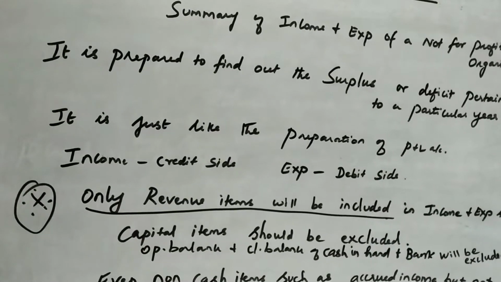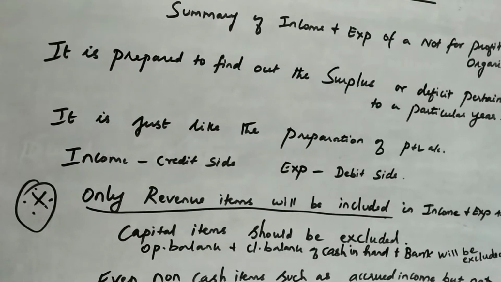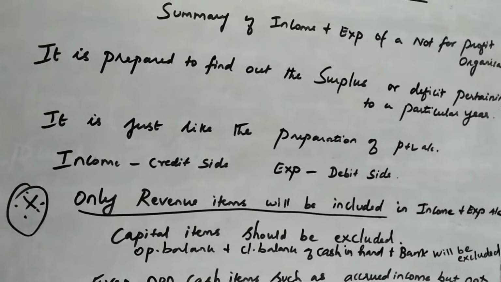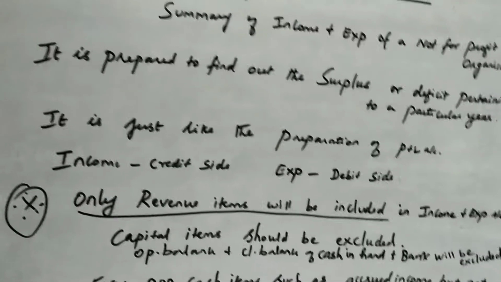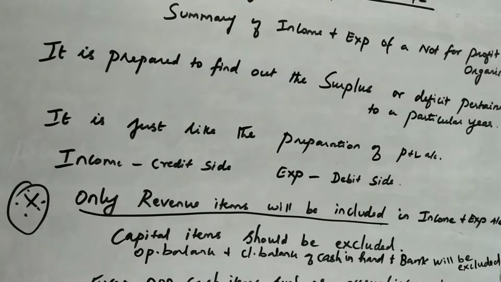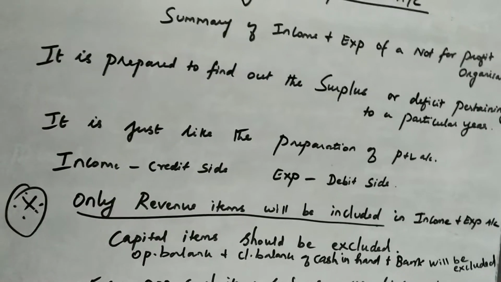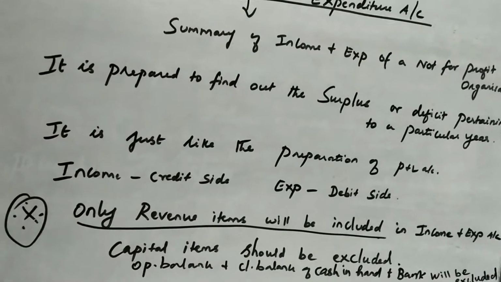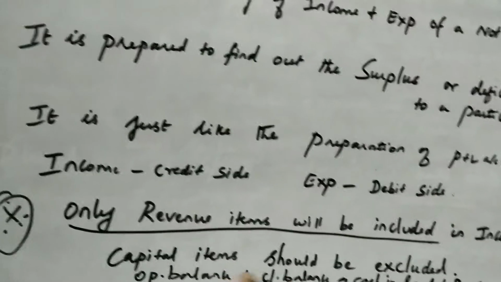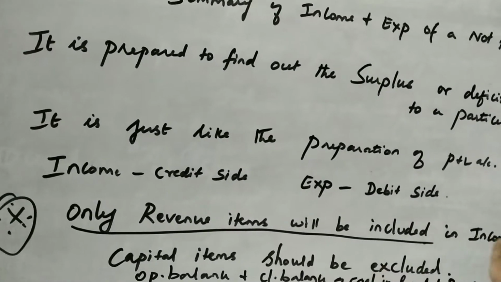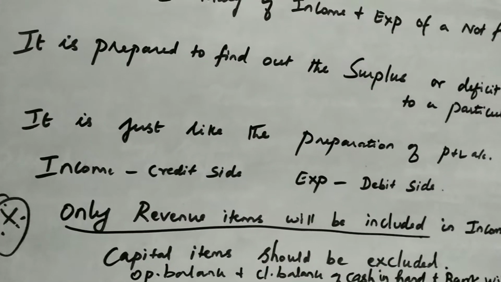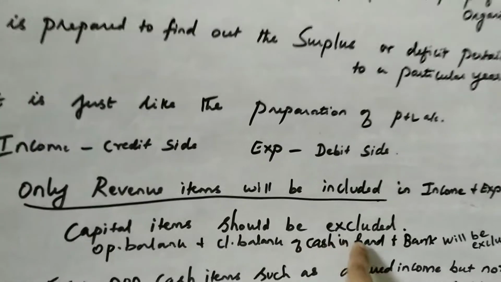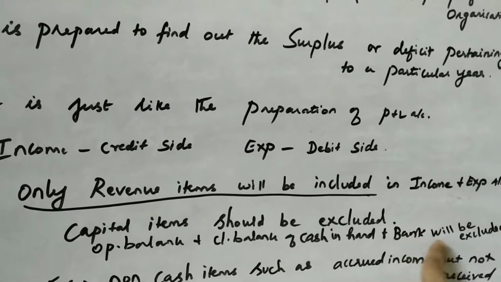Similarly, opening balance and closing balance of cash in hand and cash at bank should be excluded. I have already shown that in the receipts and payments account. The closing balance of cash and bank will be shown on the asset side of the balance sheet, but this item will not be shown in the income and expenditure account. So opening balance and closing balance of cash in hand and bank will be excluded.